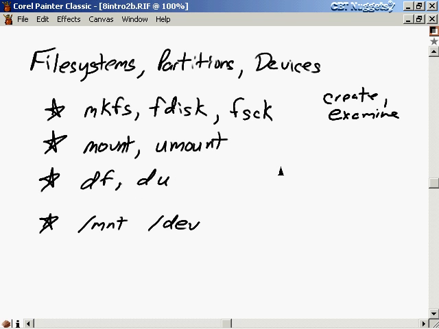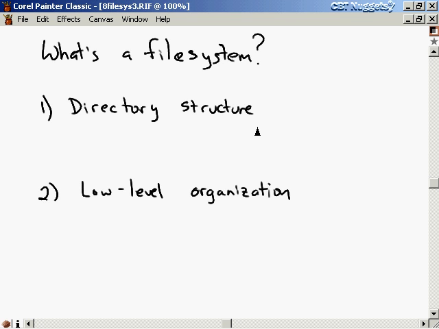We use these commands to get info on disk usage. The df command tells us how much space in a particular file system is being used, and the du command tells us how much space on a physical disk is being used. And these are just important directories that we're going to need for this discussion, the /mnt directory and the /dev directory. Before we go any further, we should answer this question.